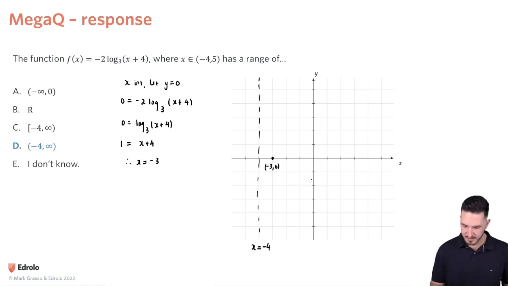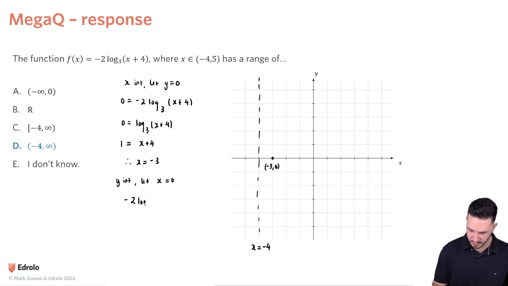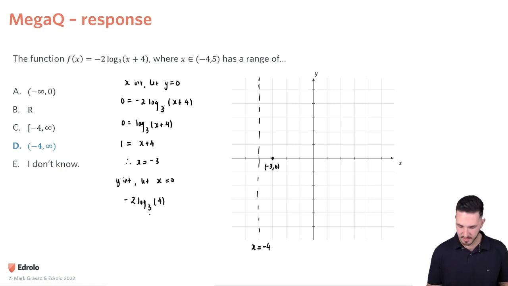And our y-intercept now. For the y-intercept, let x equal 0. So we have negative 2 log 3 of 4. Because 4 is greater than 3, we know that log 3 of 4 is going to be greater than 1. The reason I say that is log 3 of 3 is 1. So log 3 of 4 has to be bigger than 1. That means negative 2 times log 3 of 4 has to be a little bit greater than negative 2. So let's assume that it's there. So we're going to have 0, negative 2 log 3 of 4.